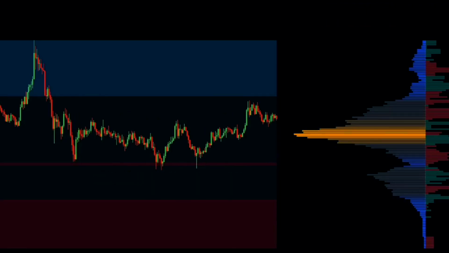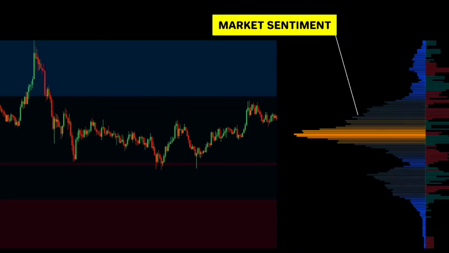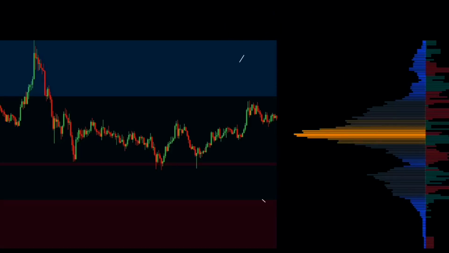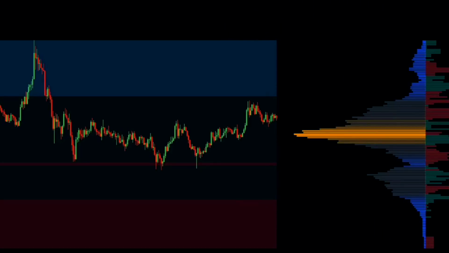The right side of the chart shows the traded volume distribution, while the left side provides insight into market sentiment. By visually representing where buyers and sellers are concentrated, this tool helps you avoid unnecessary risks and identify key supply and demand zones. For traders who want a blend of price and volume analysis, this is an essential indicator that makes understanding liquidity much easier.